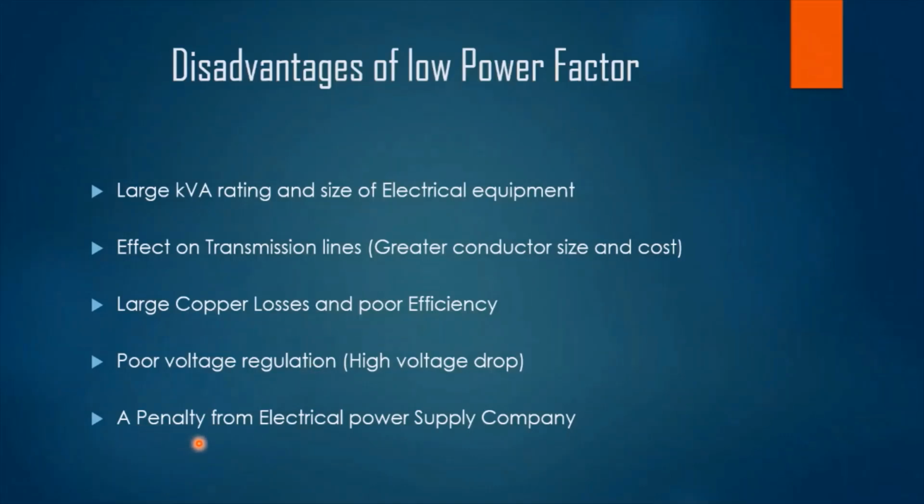And finally, a penalty from the electrical utility can be charged if a power factor of 0.9 is not achieved in most countries.